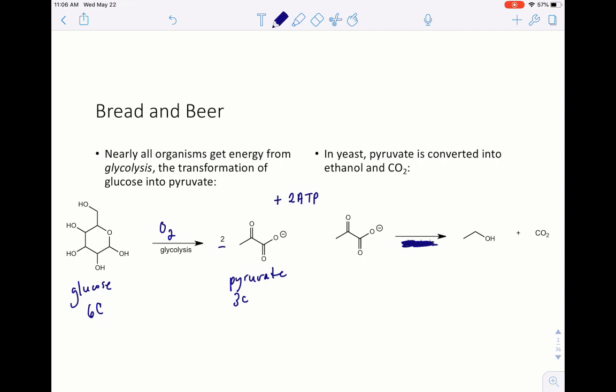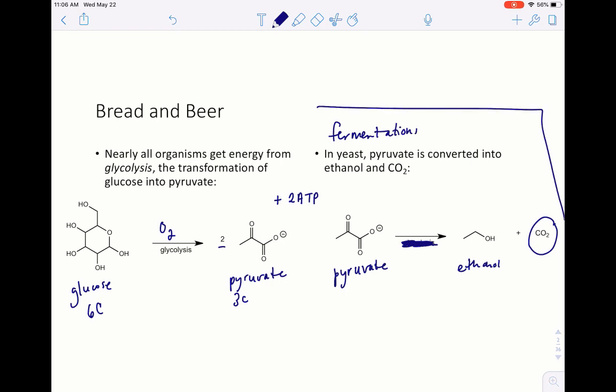Now, in yeast, pyruvate is further converted under anaerobic conditions, in the absence of oxygen, to ethanol and carbon dioxide. Okay, and this is called fermentation. For thousands and thousands of years, humans have been making use of fermentation in the production of food.